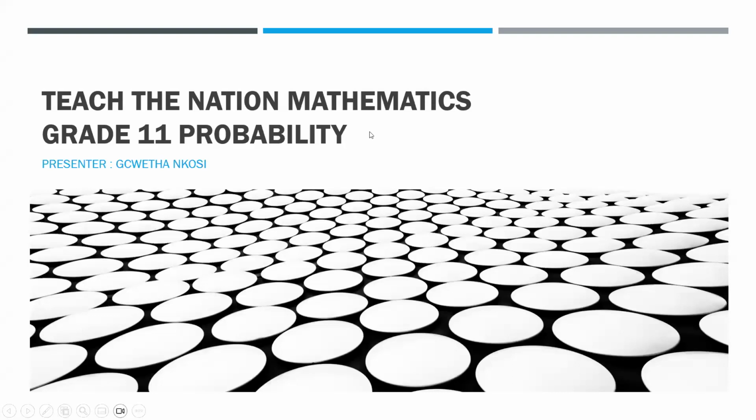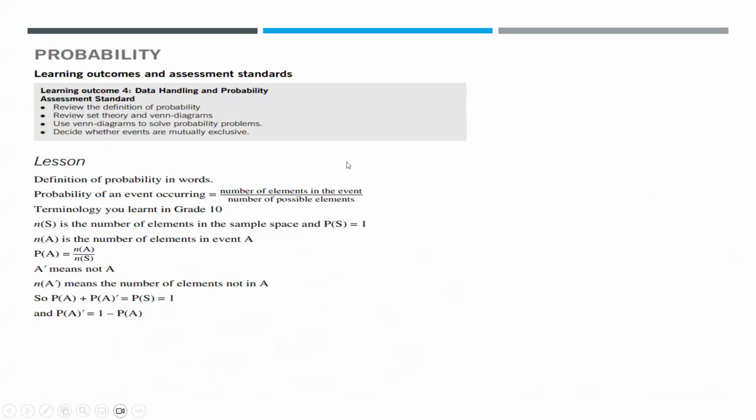Facilitators, my name is Nkosi. I will be taking you through probability for grade 11. Okay, what we are going to be looking at in this lesson: we are going to be reviewing the definition of probability, reviewing some set theory and Venn diagrams, using Venn diagrams to solve probability problems, and deciding whether events are mutually exclusive or not.